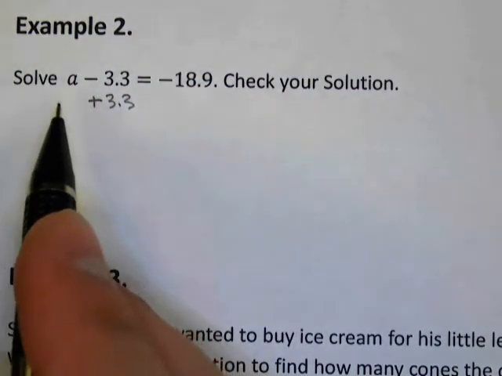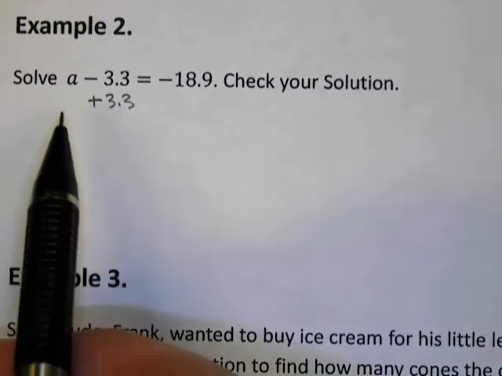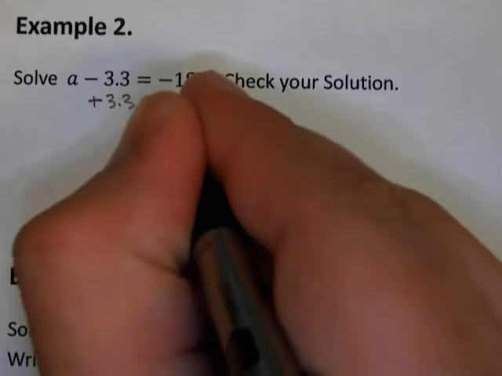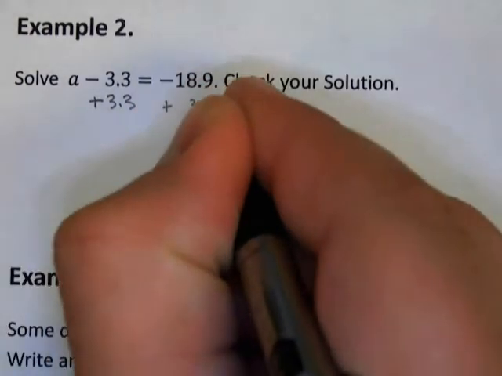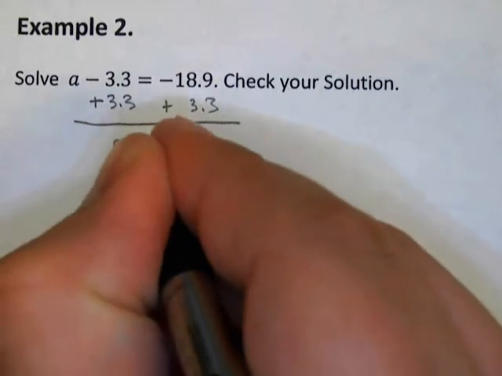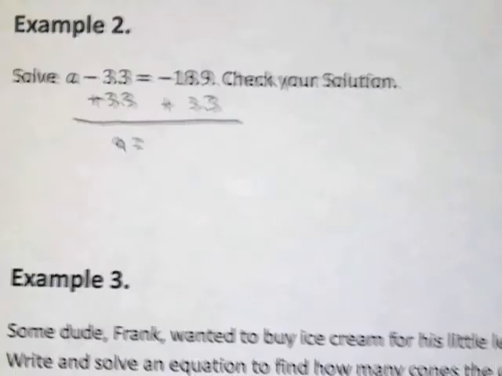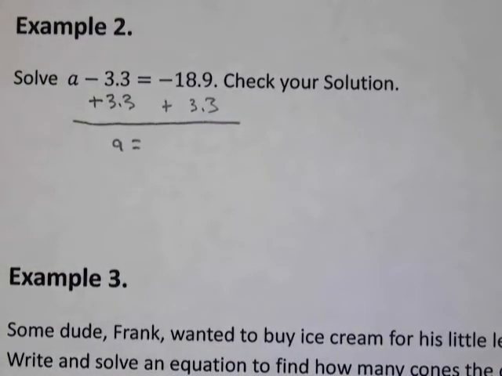So we're going to add 3.3, because I know that if I add 3.3 to a negative 3.3, they are additive inverses of each other. They're just going to cancel each other out, and we're going to get 0. So I'm going to add 3.3 to both sides to keep everything balanced, and this will just be a on this side, and negative 18.9 plus 3.3. This is where it gets a little tricky.